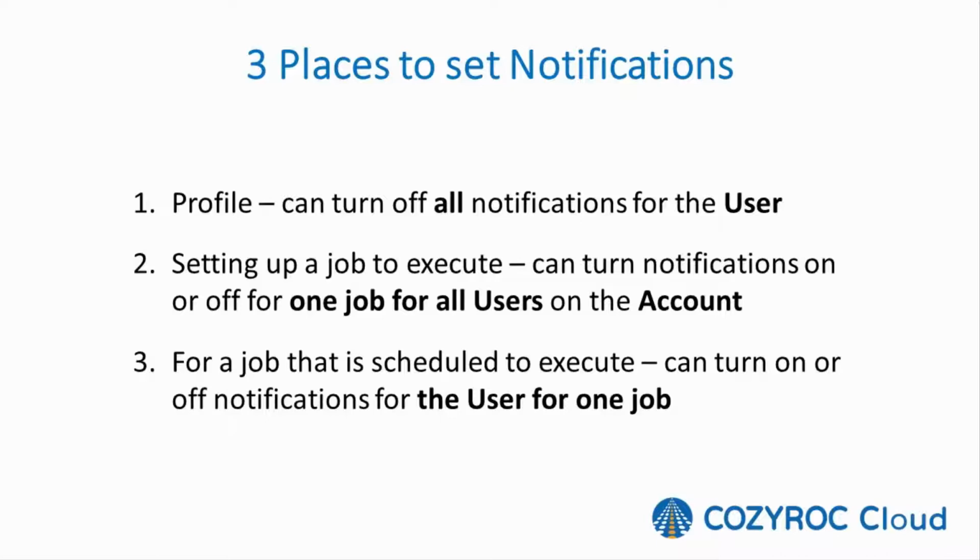They are able to. So I would recommend leaving those not turned on so that you can set the notifications up by the job. Then the second place you can set up a notification is when you're scheduling the job to execute, whether that's run now or you're scheduling it to execute in the future. You can set it up to give notifications via email or not. And that setting would apply to all users on the account. Then the third place is each user of the account can set their personal notifications, and that would be on a job-by-job basis. They can turn on or off notifications for a particular job.